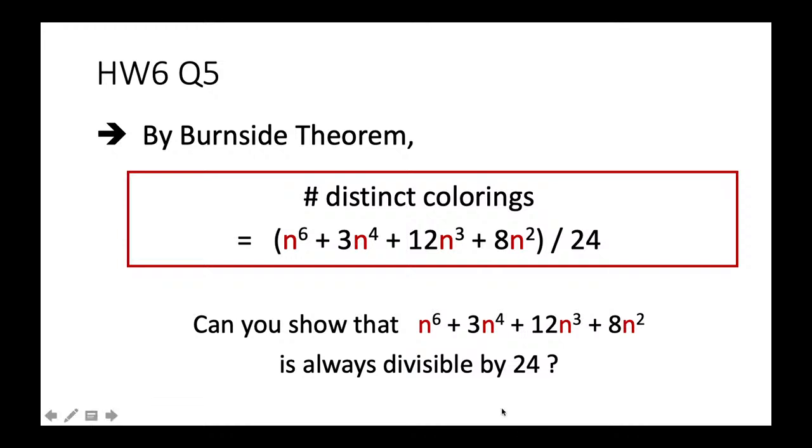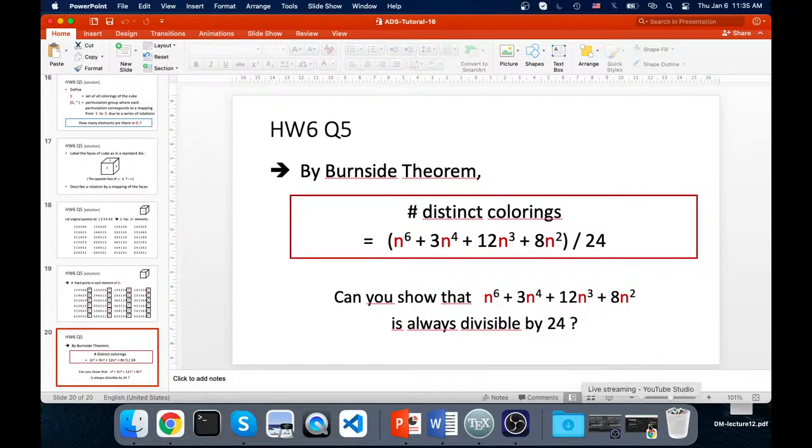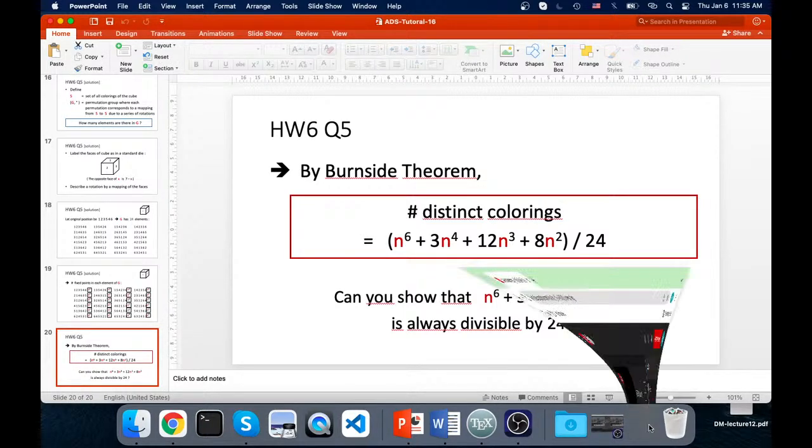Okay, to show that it is always divisible by 24, actually, we can simplify the description a little bit. We can show that this is divisible by 3, and also that this is divisible by 8. If this term is divisible by 3 and 8 at the same time, then it is divisible by 24. So try your best to use your knowledge in number theory, and then prove that it is divisible by 24. Okay, I really hope that my calculation is correct.